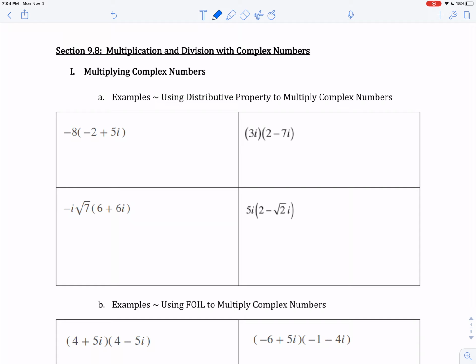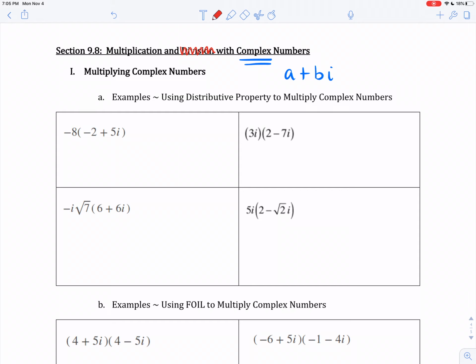All right, so wrapping up chapter 9, we're sticking with these complex numbers, right? Again, that's just a number with a real part and an imaginary part. We've talked about how to add or subtract. In section 9.8, we're going to look at how to multiply complex numbers. And right now we are not going to look at division. We're going to stick with just the multiplication in section 9.8.